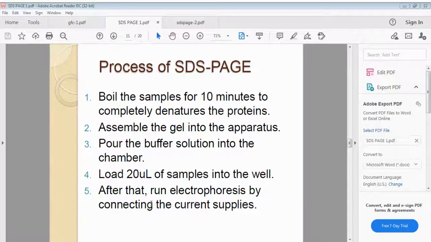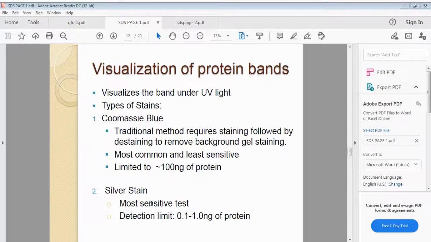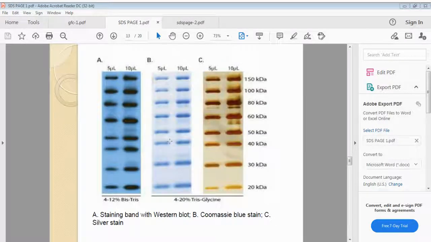Then the electrophoresis is run by attaching the electrode and switching on the current. After that is done, comes the visualization of the bands. You can use different methods, such as Coomassie Brilliant Blue or silver staining. Coomassie Brilliant Blue will detect around 100 nanogram of protein, whereas silver stain is more sensitive, where even much smaller amounts, 0.1 to 1 nanogram of protein, can be detected. Coomassie Brilliant Blue is blue in color, and silver staining is around black in color. These are the different stainings.